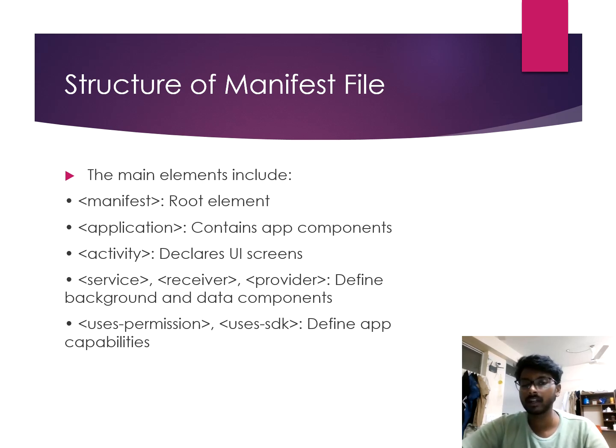So the structure of the manifest file is made of several key elements. The main tag is the manifest, which is the root element. So you always start with it. Inside it, we have the application tag, which contains all the app components. Then there are tags like activity for screens, and service, receiver, and provider for background and data features. We also use uses-permission to declare permissions and uses-sdk to define Android version requirements.